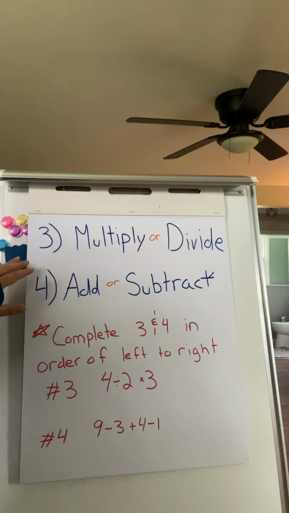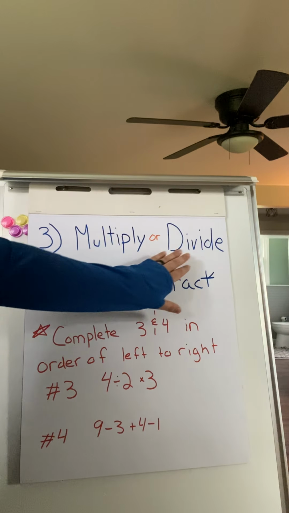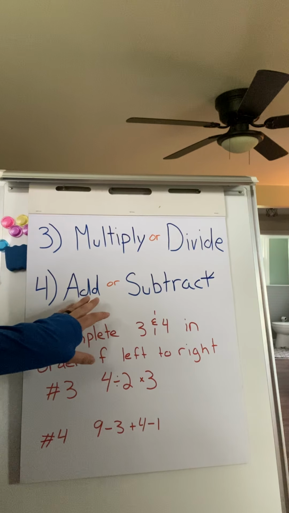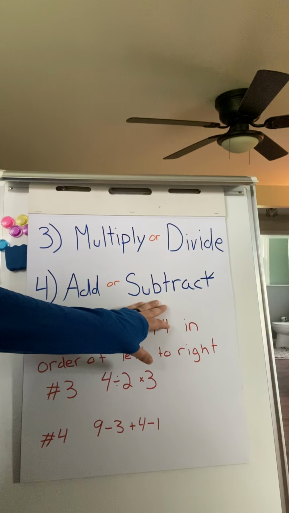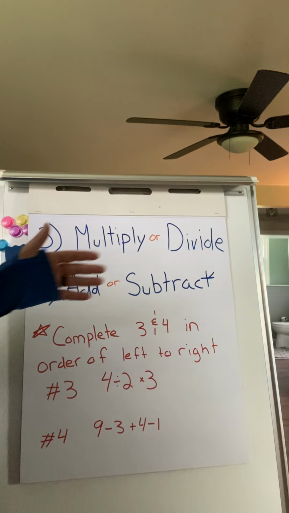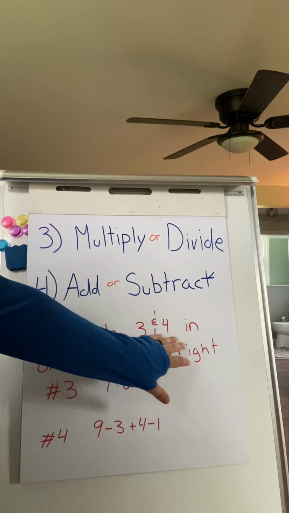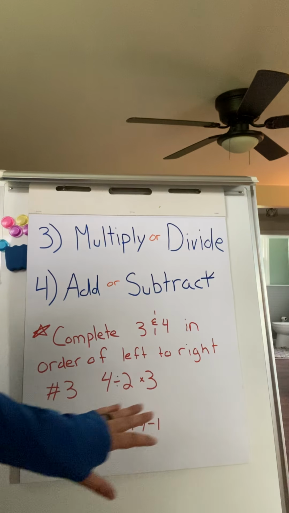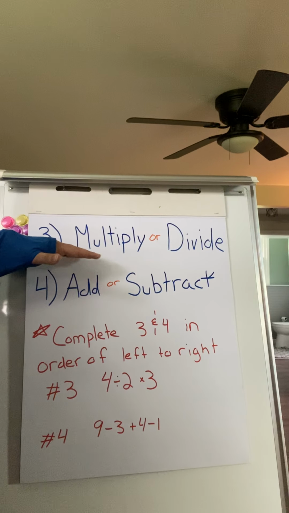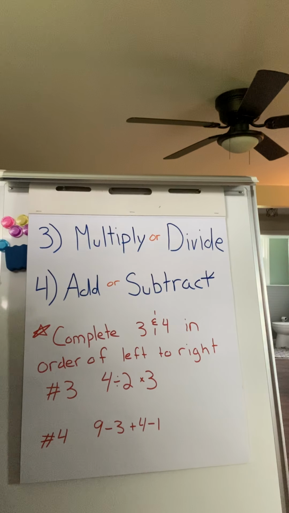All right, so step 3, we have multiply or divide. So it just means you solve the multiplication or the division problem. Step 4, you have the add or subtract. So you either add or subtract in that order. So multiply, divide, you would do third, add or subtract, you would do fourth, following those steps. So here I have a star that says complete steps 3 and 4 in order of left to right. So in our problem, whatever comes first, multiply or divide, we would do first.